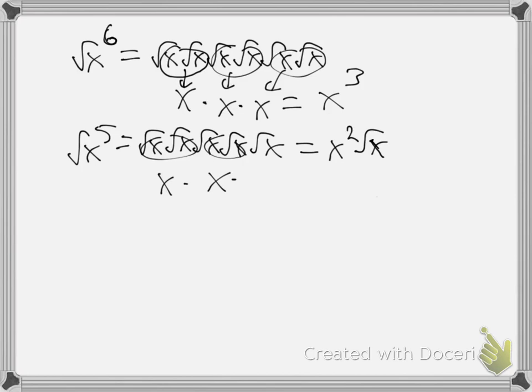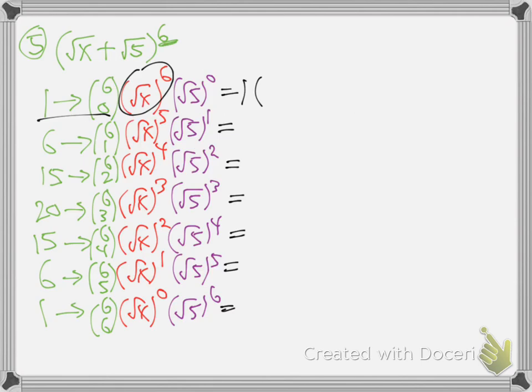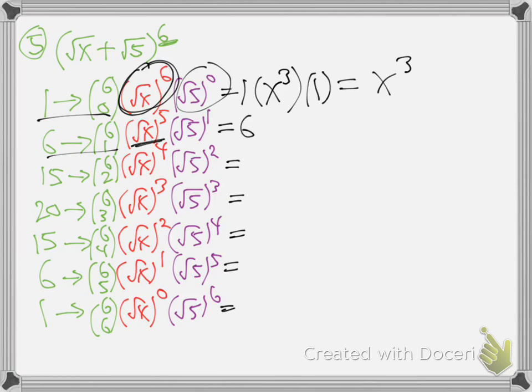All right. So x squared, square root of x. And then the rest is the same, right? The rest of the square root, is that okay? And then let's go back and put those in there. So square root of x to the 6th, that's x to the 3rd. Square root of 5 to the 0 power, anything to the 0 power is just a 1. So that's just x cubed there. Good. Next one, so it's going to be 6. And then square root of x to the 5th, we just talked about that. That's x squared root x. And then square root of 5 to the 1, that's just square root of 5.